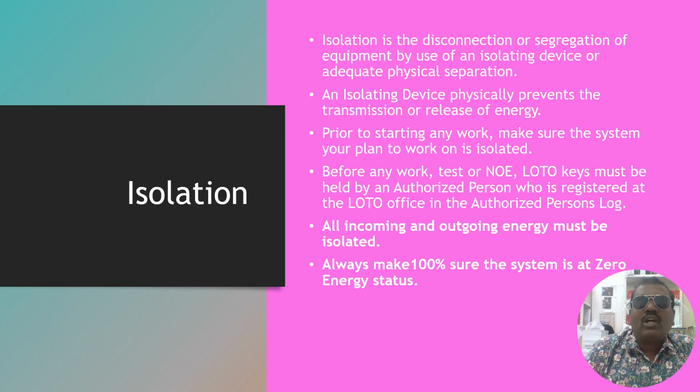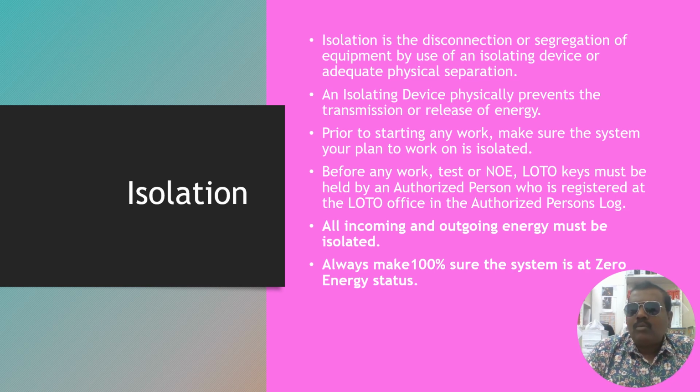Prior to starting any work, make sure the system you plan to work on is isolated. Whatever maintenance activity, deficiency activity, or troubleshooting you are going to perform, ensure that it is isolated. Before any work, test or NOE, LOTO keys must be held by an authorized person who is registered at the LOTO office in the authorized person's log. All incoming and outgoing energy must be isolated. Always make sure that the system is at 100% zero energy status.